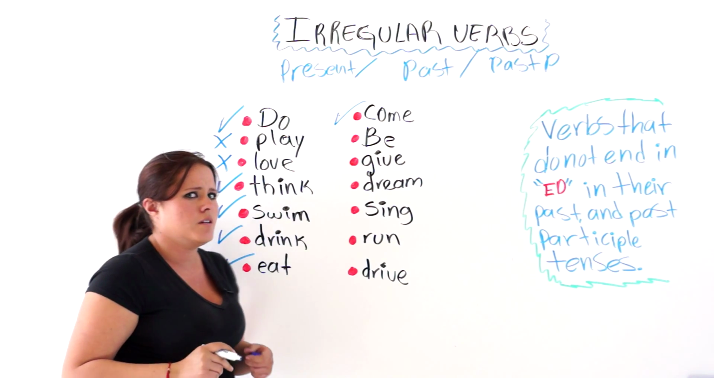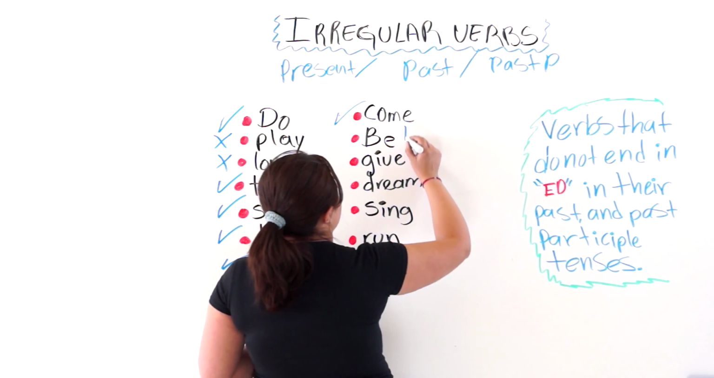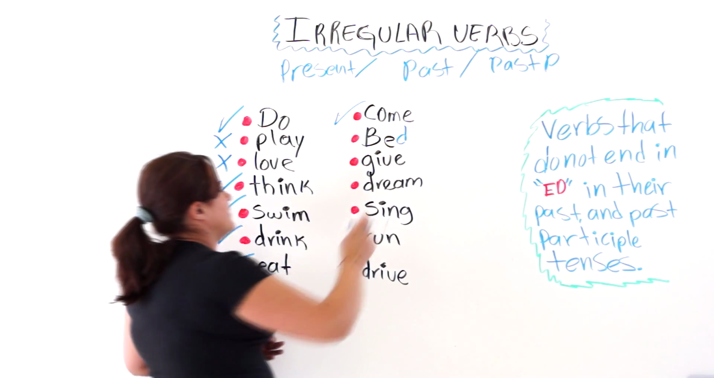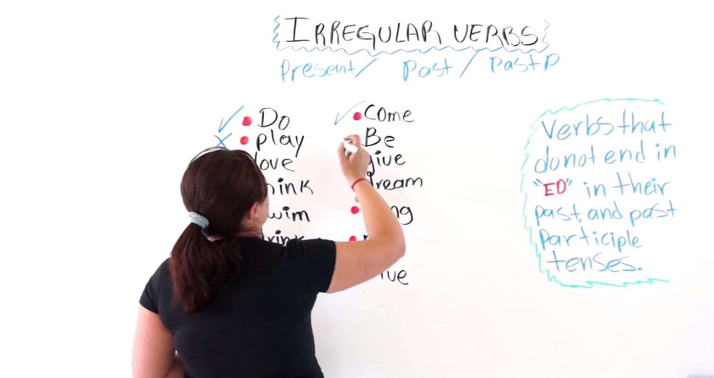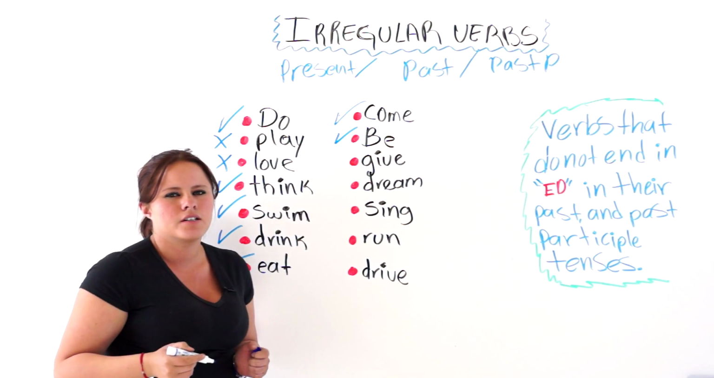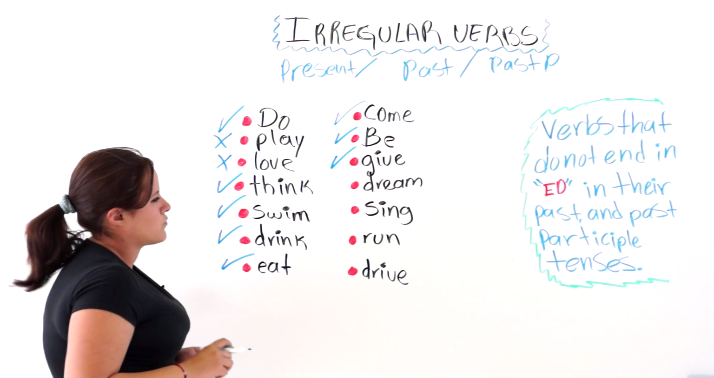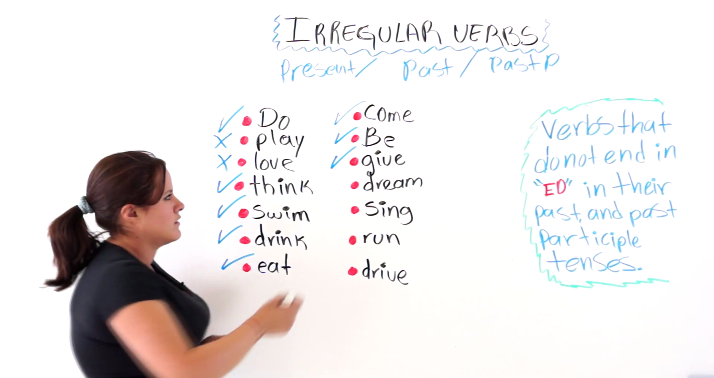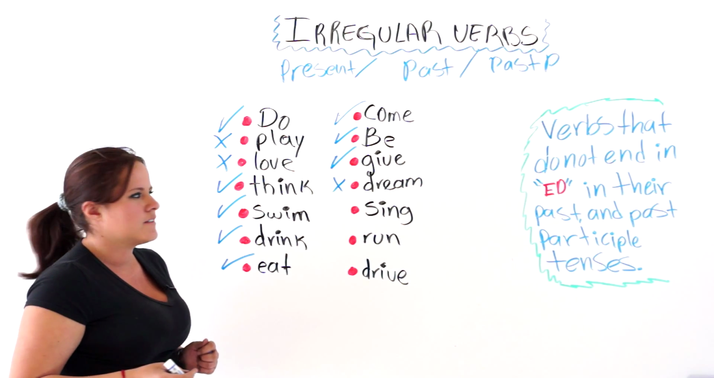Be. Can you say bed? No, because you would say bed, right? So no. The past of be is was or were. So it is an irregular verb. Give. Can you say gived? No. Gave and given are the past and past participle. Dream. Dreamed, dreamed. Ed endings. So, regular. Sing. Sang, sung.